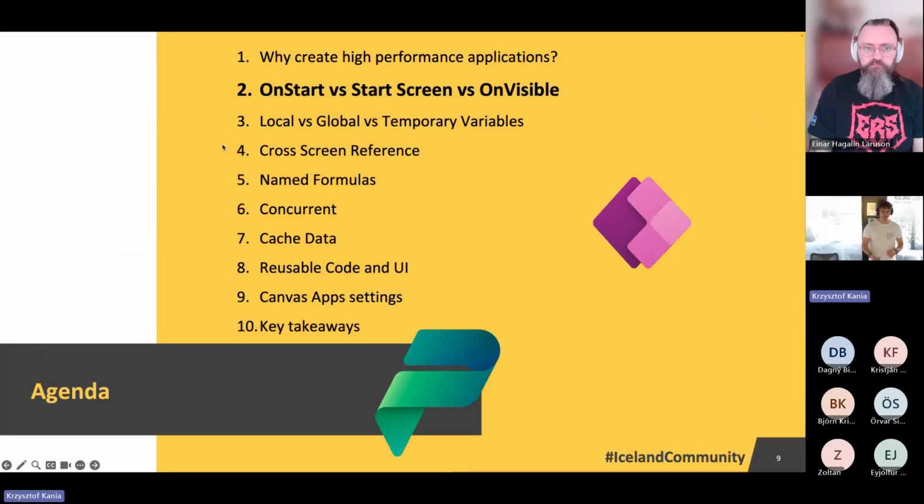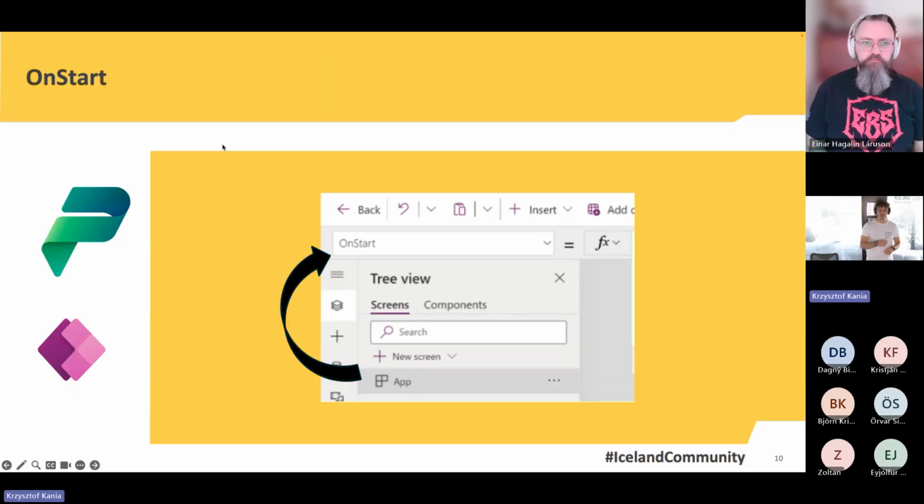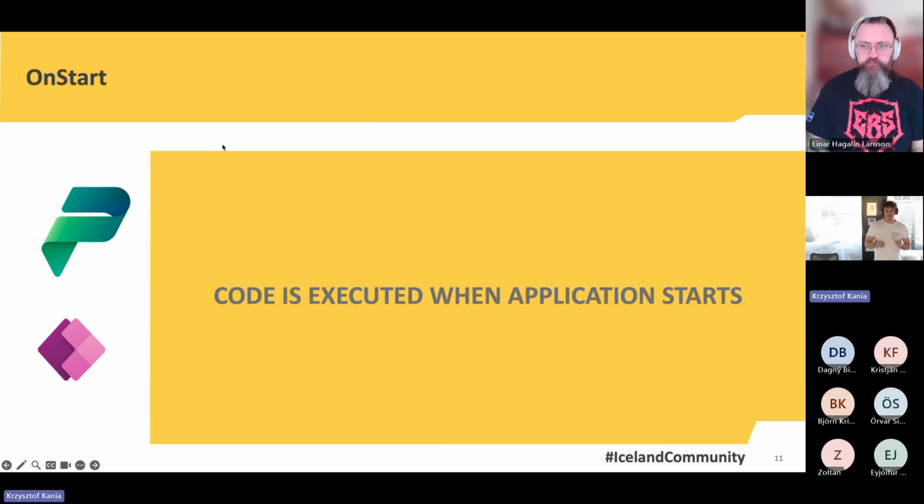Okay, so if we know why we should create them, let's start from the basics. The basics are: whenever you open an application, what happens then? Then we have a property called OnStart. This property is available to us whenever we open Canvas apps and select the app itself. On the top, you can see the dropdown, and on this dropdown, you can see the OnStart property. Whatever you put over there will be executed when the application starts. It means that it is always executed first.